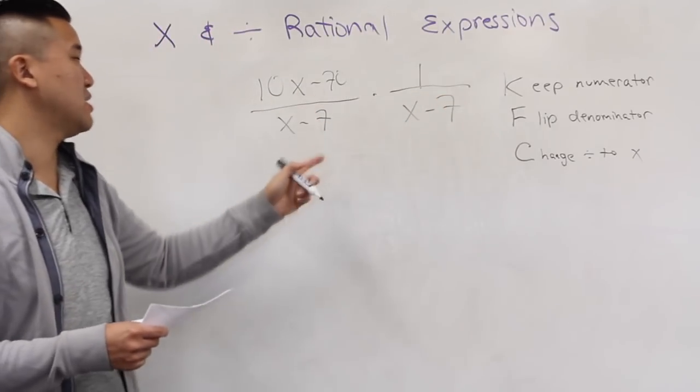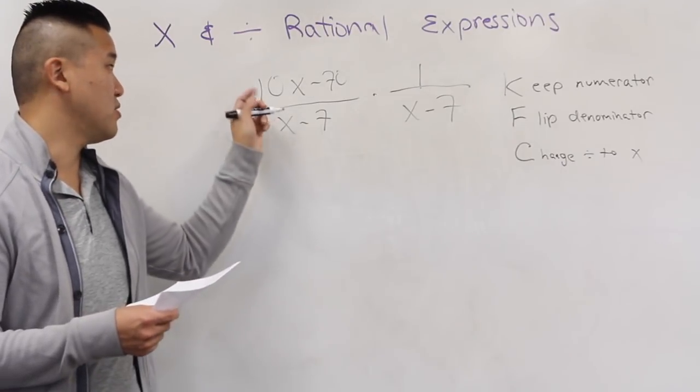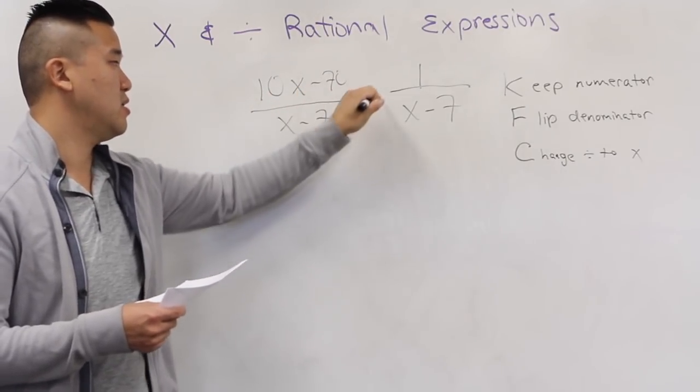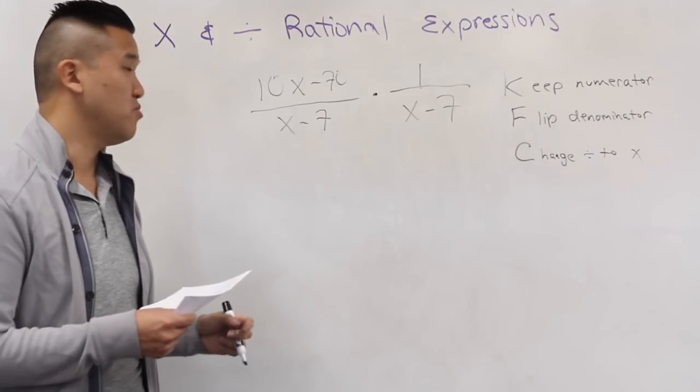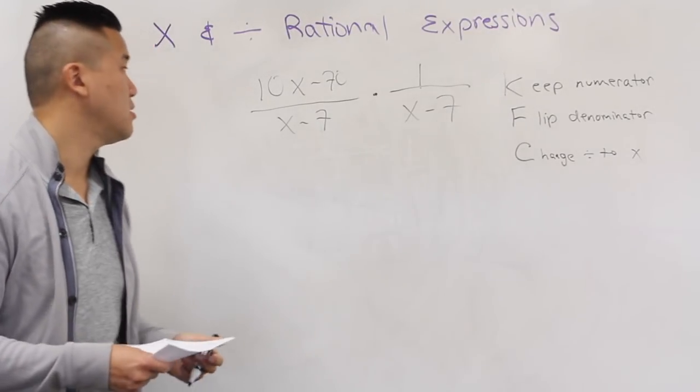So we have 10x minus 70 over x minus 7, times 1 over x minus 7. Factor this guy. I could factor this guy. It's multiplication, so keep the rest. In about 30 seconds to a minute, try your best. Go.